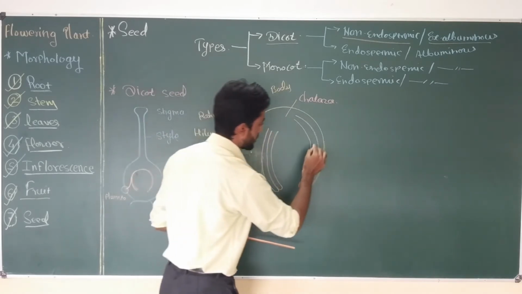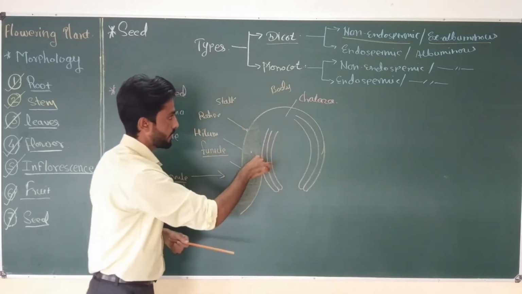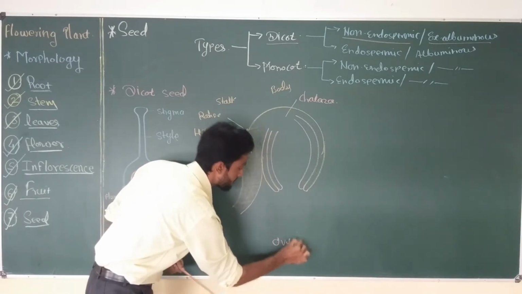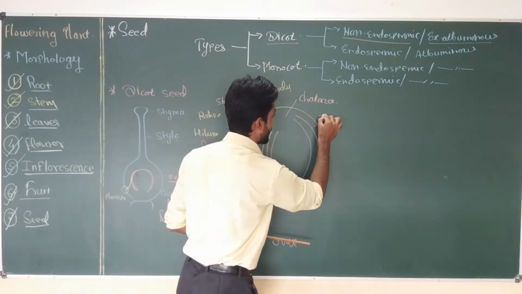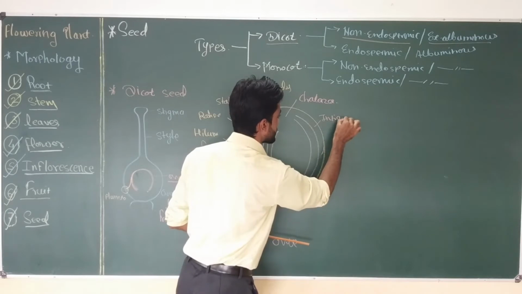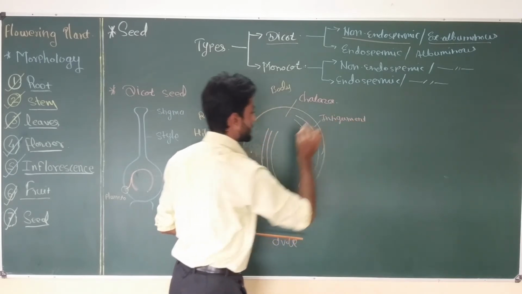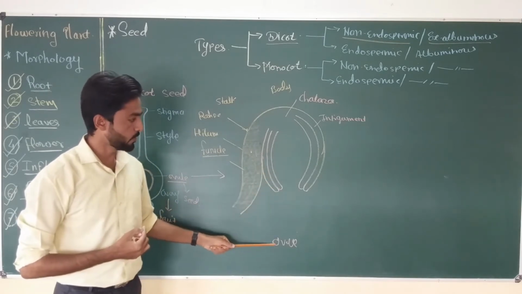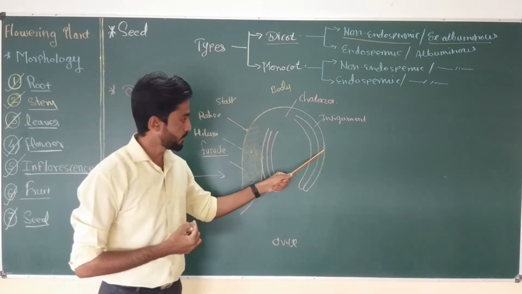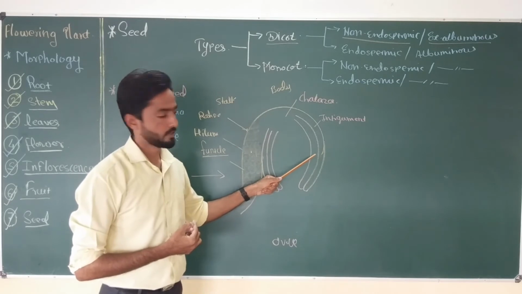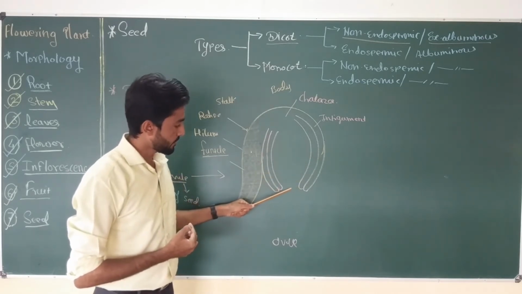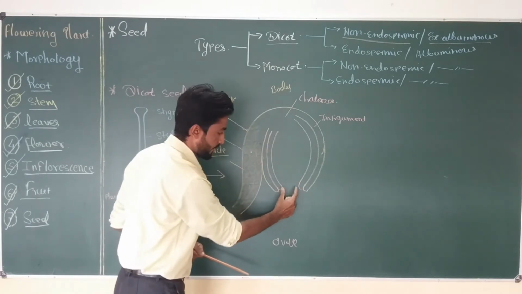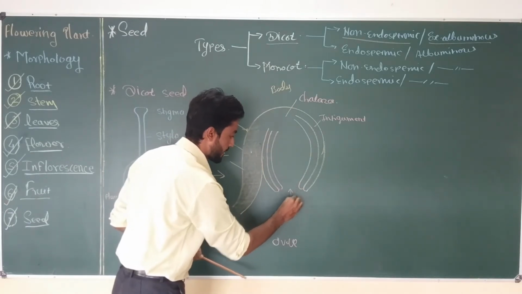So these are nothing but the outer protective covering present on the body of the ovule, and this covering is called integuments. Generally, two integuments are present in the typical angiospermic ovule, outer integument and inner integument, and one terminal end of the integument shows a gap or space, and this space is called micropyle.